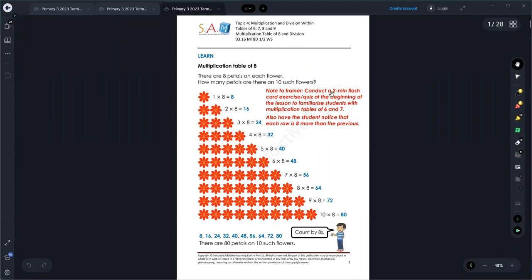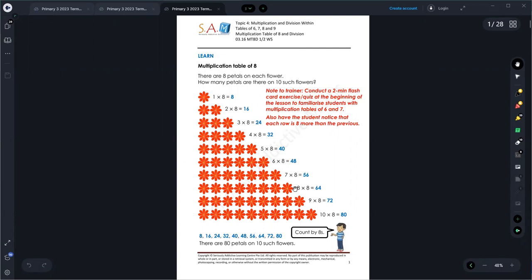Many of them may think they have not learned it, but actually they have. In the past they have done the 2 times table, 3 times table, 4 times table, 5, 6, and 7. So all you need to tell them is that they have learned more than half of the times table that is required for the 8 times table. For example, they have already learned 7 times 8. 7 times 8 is 56.